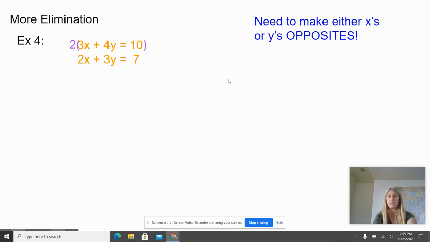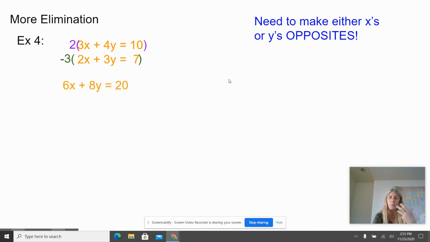So I need to do what I learned last class, which is multiply every single thing on both sides by the number that will make that 6x. In that case, this is 2. So we have 2 times 3x is 6x, 2 times 4y is 8y, and 2 times 10 is 20. And I'm going to multiply the one below by negative 3.